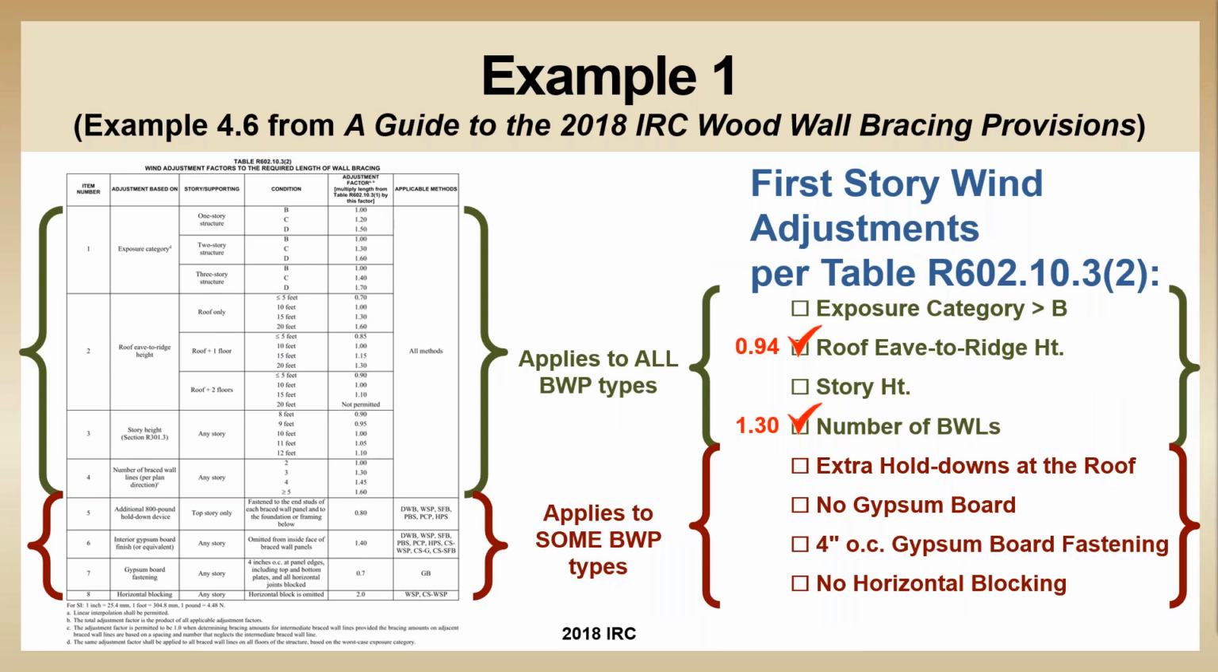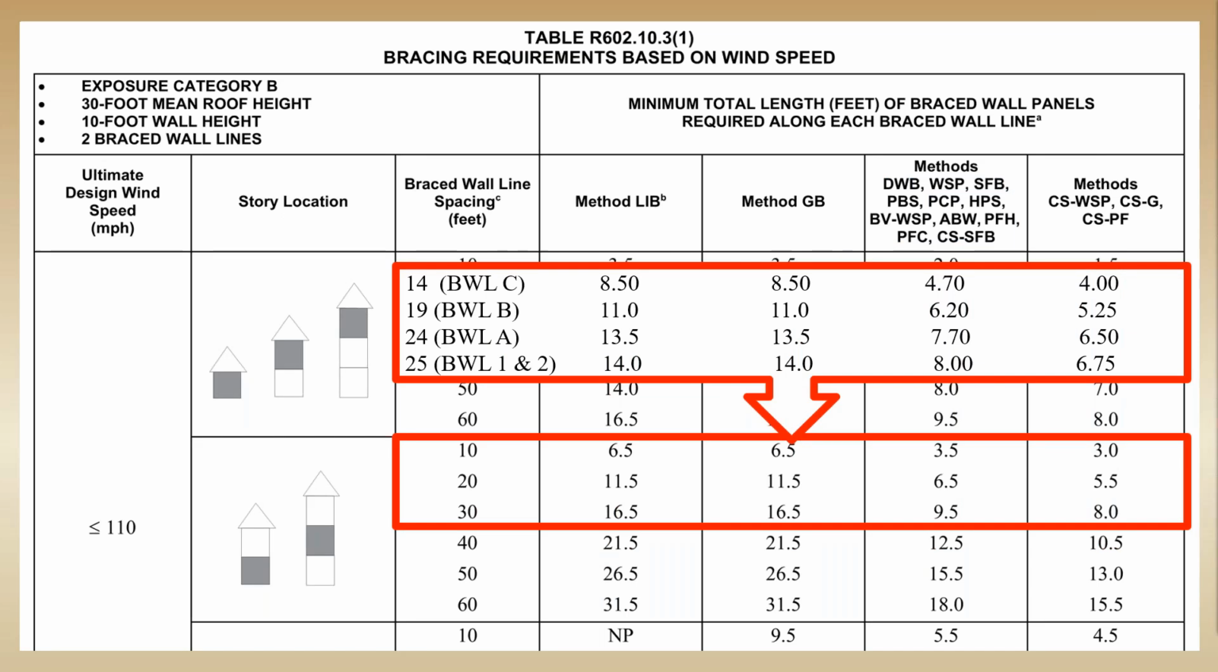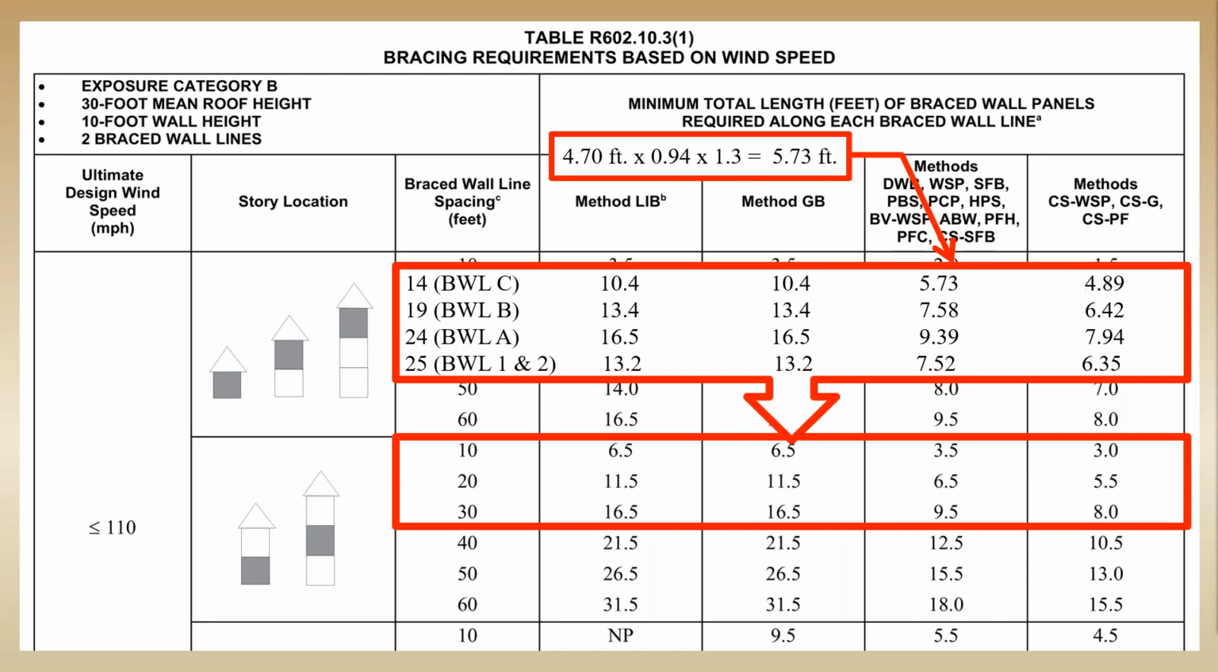The adjustment for the roof height is going to change for the lower floor. So this is a little bit different than the upper floor that we calculated earlier. None of the other adjustments are affected by story, so they're going to be exactly the same. We apply the adjustments by multiplying the base value by both adjustment factors. So with adjustments, we end up with these minimum lengths.